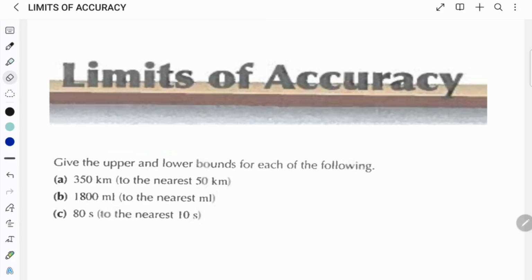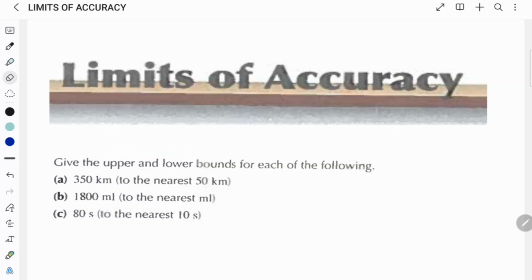Alright, so we are starting from the beginning. In this topic, I'll first explain how to find the upper and lower bounds. They are the limits in which the number lies whenever you round it off. For example, the first question is 350 kilometers to the nearest 50 kilometers. It's a rounded number and we are going to find its limits.